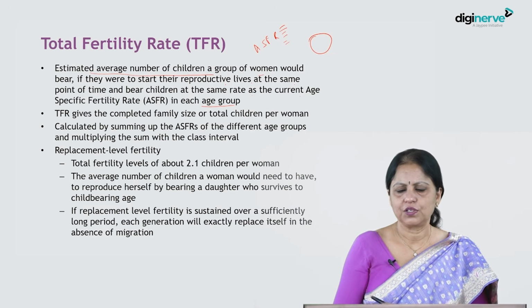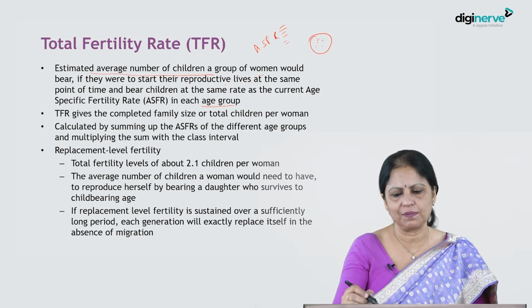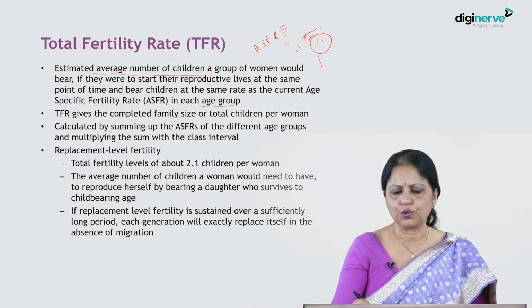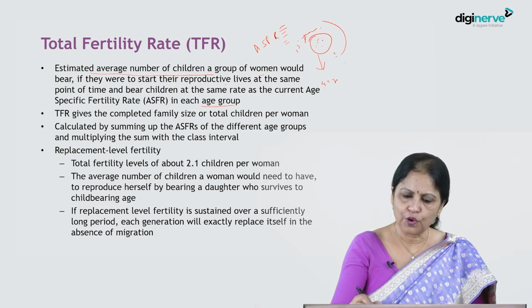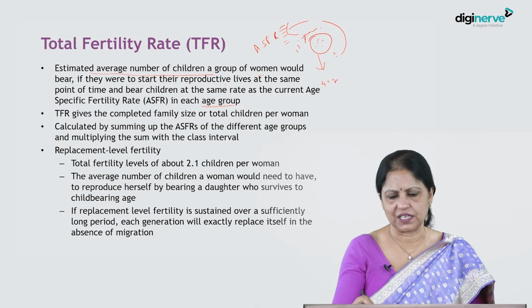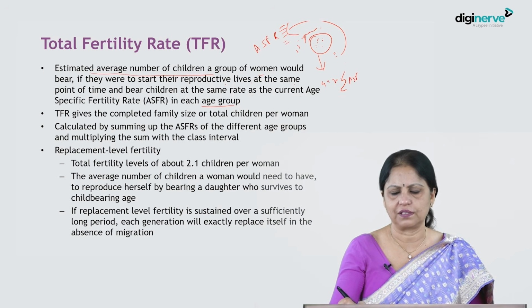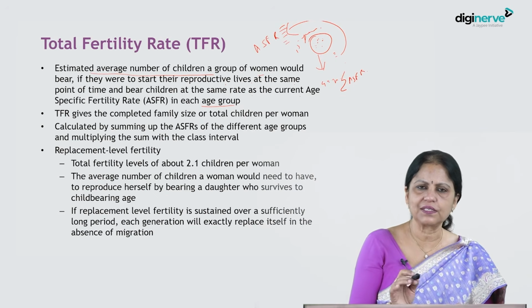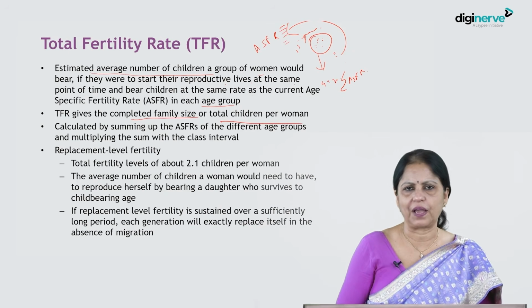Now we have a group of women, a hypothetical cohort. These women will start their reproductive span at the same time. Say all of them start their reproductive life at 15 years and go through it till 49 years, and they bear children following the same age-specific fertility rate. Then the total number of children that will be born, as I have told you, is the TFR, or summation of ASFR. Basically it is the total number of children per woman. In simple words, this is it. This is also known as completed family size.